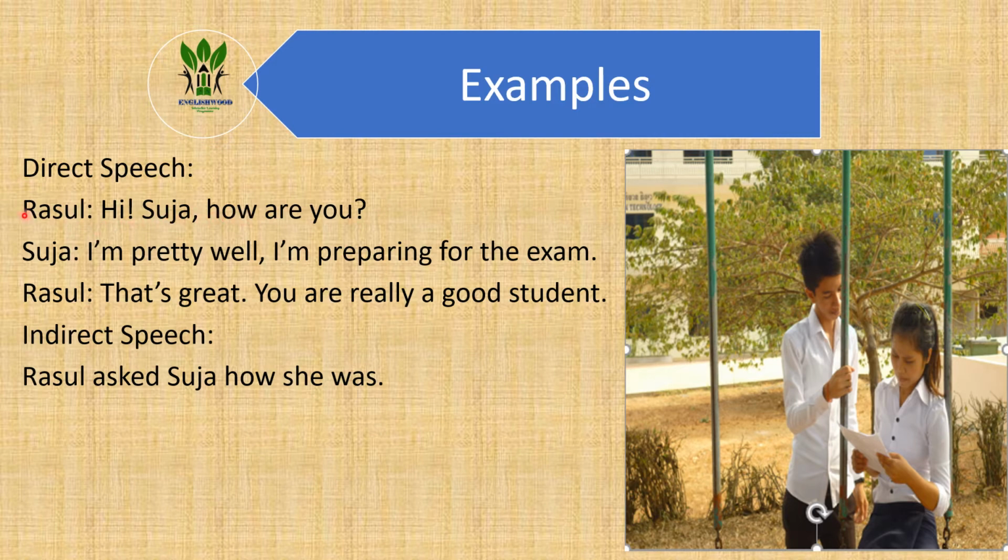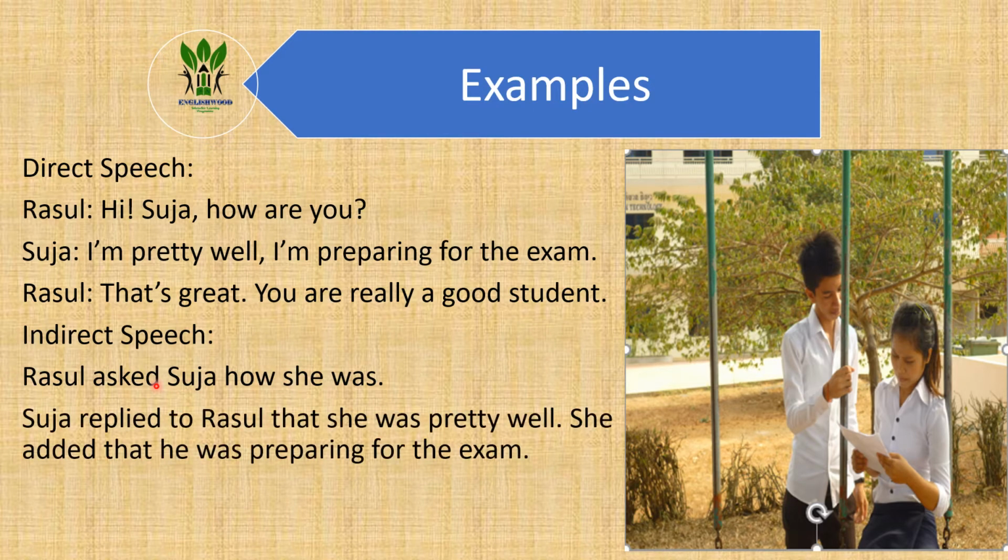Now you can report this like this: Rasul asked Suza how she was. So why have we used "asked"? Why this change to "she", why change to "was"? Everything we will learn in the coming lessons. Suza replied to Rasul that she was pretty well. "I am pretty well" means Suza said I'm pretty well. Actually, Suza has replied to Rasul. So reporting verbs are used in that sense.